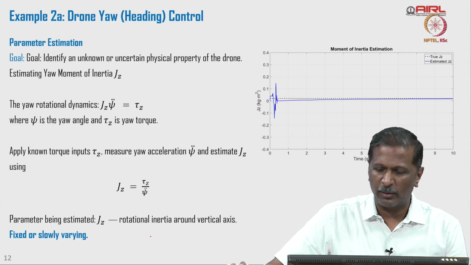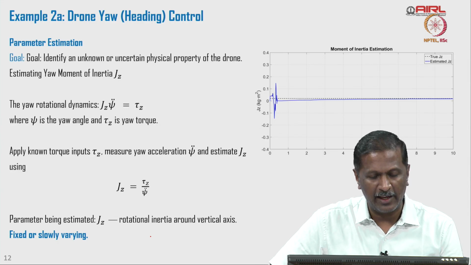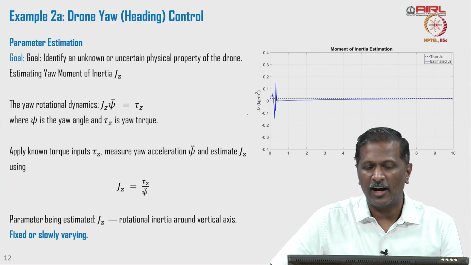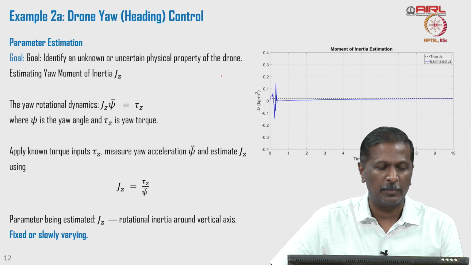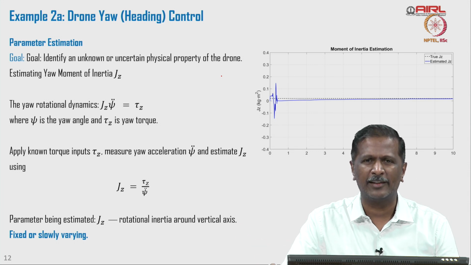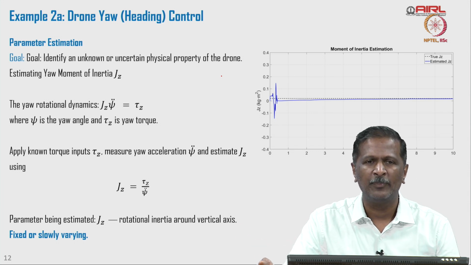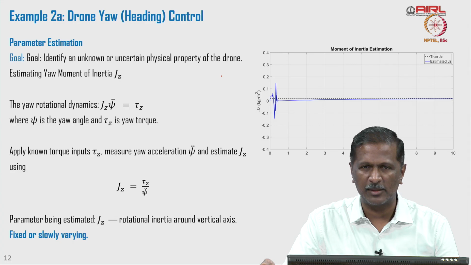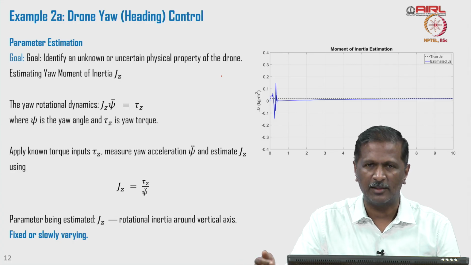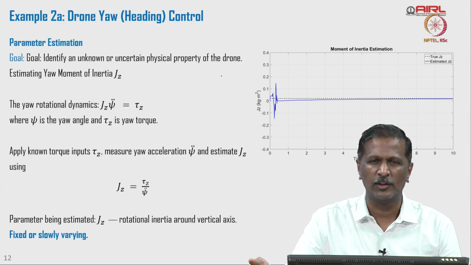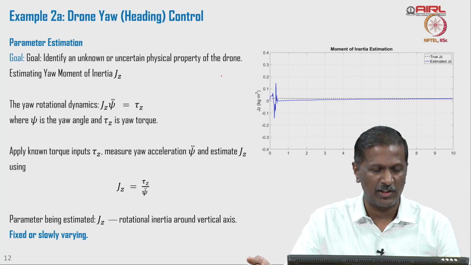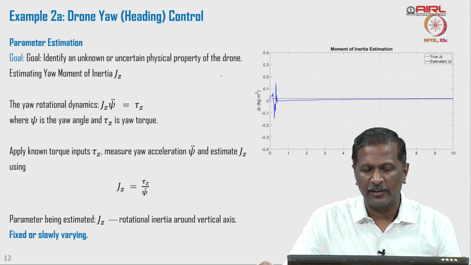Now, I also talk about another application. I can identify an unknown, uncertain physical property of the drone. We will talk about the Kalman filter, how to formulate it, and how we estimate these measurements in more detail in the next lecture. I am just trying to give the motivation for where and how we will use it and how the measurement is.